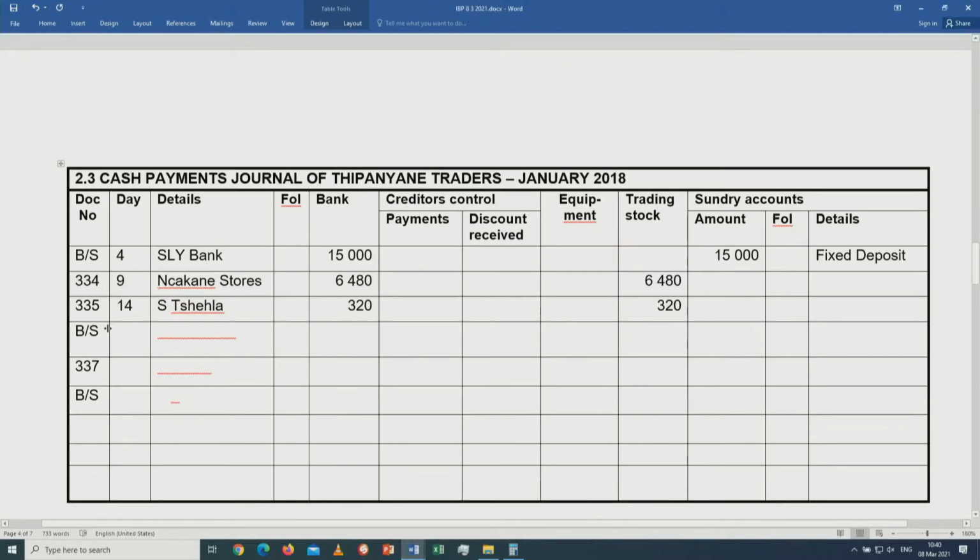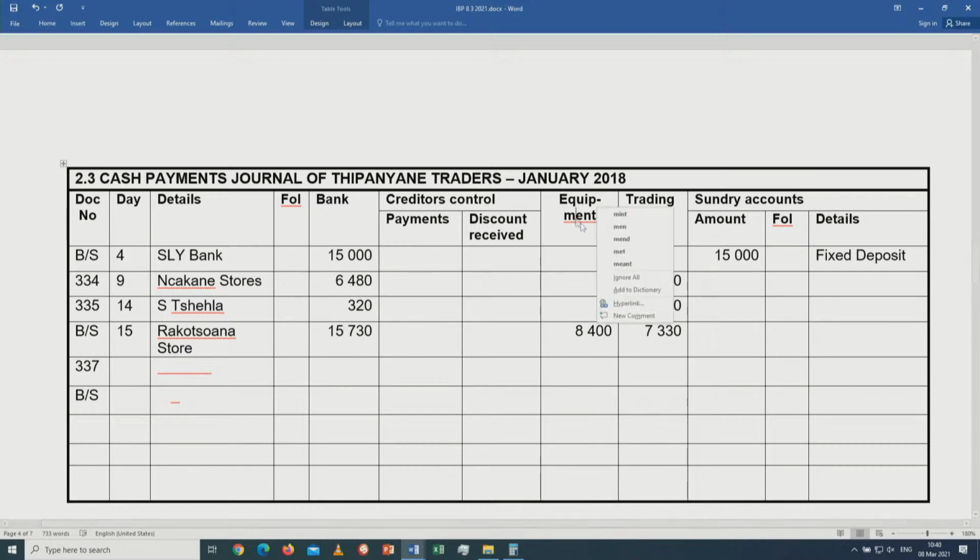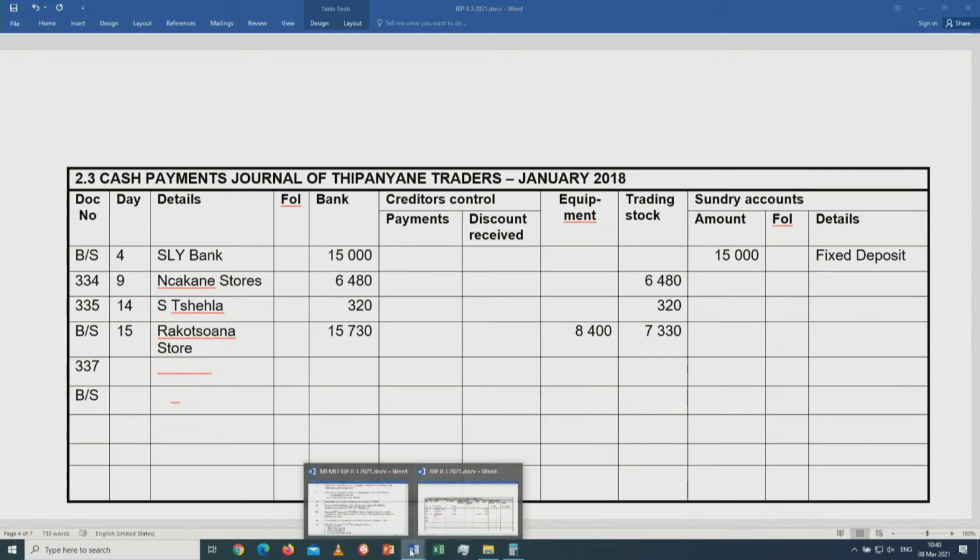Then on the 15th, made an EFT payment in favor of Rakotswane stores for the following. You made two payments. You made the one for trading stock, and the one for a computer for use maybe in the office. You made a payment, therefore it must go to the cash payments journal. You are saying Rakotswane, you paid 15,730 out of your bank. And then the EFT was for two payments. The one was for the computer, which is 8,400, and a computer is your equipment in the business. And then the other one was for trading stock, 7,330. But out of your bank, you have taken out 15,730, for two aspects. All right, then let's go on to the next transaction.